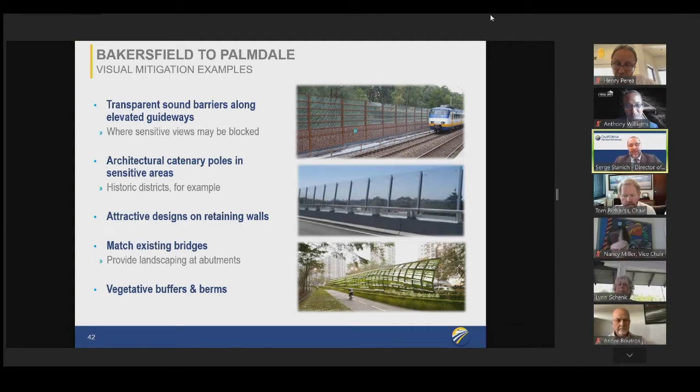One of the directors yesterday asked about visual effects. We are introducing a change in the visual landscape for these communities as we pass through. So we have design criteria and aesthetics criteria as mitigation, and also commitments to work with localities so that we can minimize the visual disturbance or the impacts of the project. Some of the sound barriers can be transparent. We can have architectural style elements included with some of the design, particularly where we may go through a historic district. We work with the local communities to develop designs that are sensitive to the local context. We can provide designs on the retaining walls or match the existing architecture and work with the local design criteria. And additionally, where we have potentially retaining walls, we can include vegetative buffers or berms to also screen the visual impact. So we have a suite of mitigation measures to reduce the visual effects.